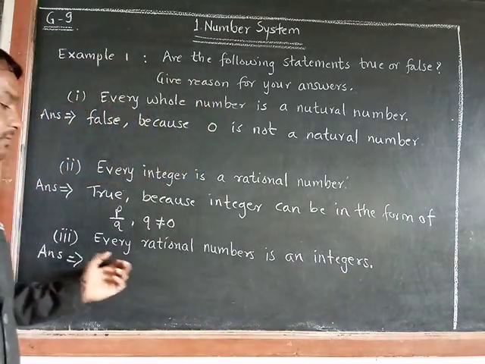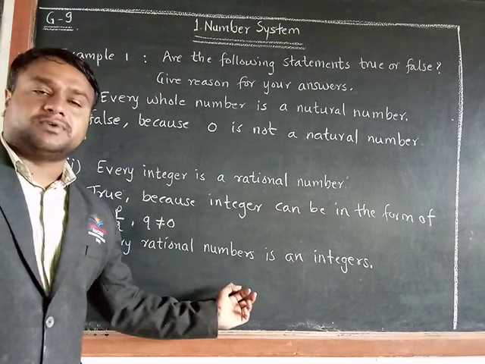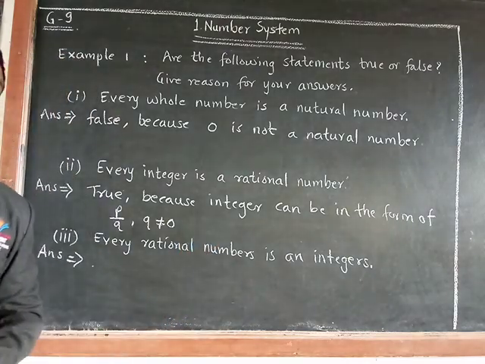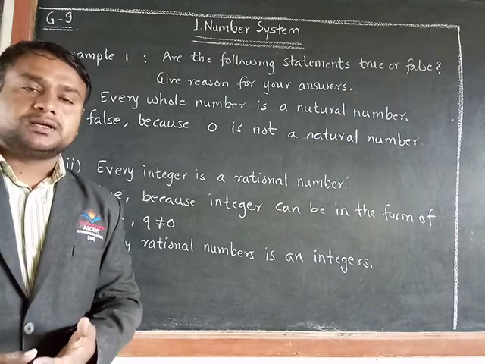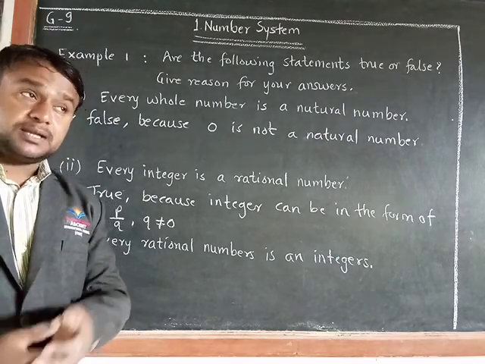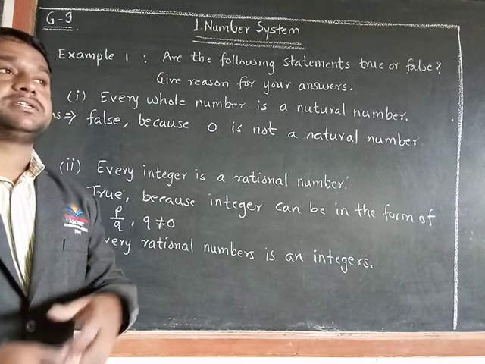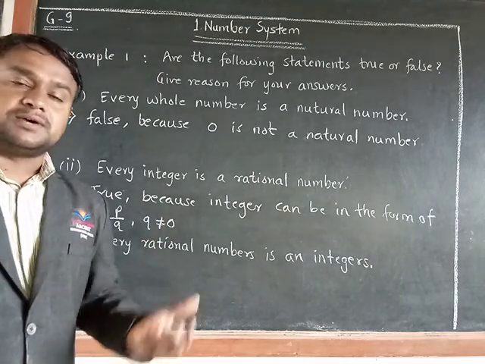But here the sentence says every rational number. But rational numbers mean what? Rational numbers are the numbers which are in the form of 1 upon 2, 3 upon 4, -7 upon 3, -2005 upon 2006.